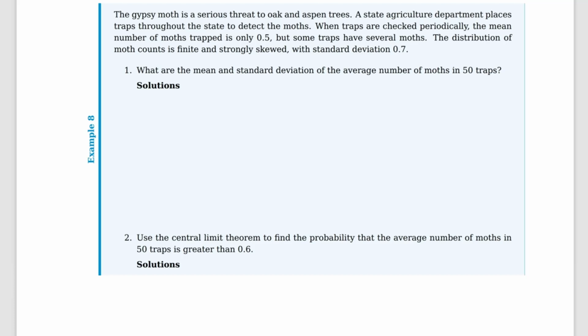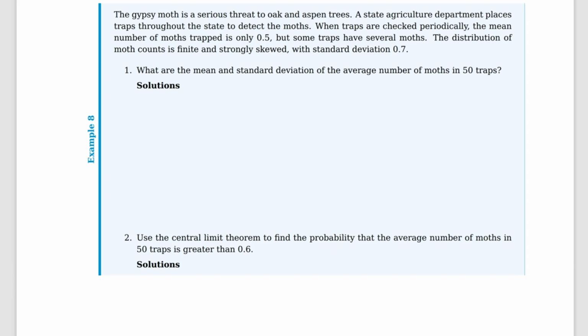The gypsy moth is a serious threat to oak and aspen trees. A state agriculture department places traps throughout the state to detect the moths. When traps are checked periodically, the mean number of moths trapped is only 0.5. But some traps have several moths. The distribution of moth counts is finite and strongly skewed with standard deviation 0.7.